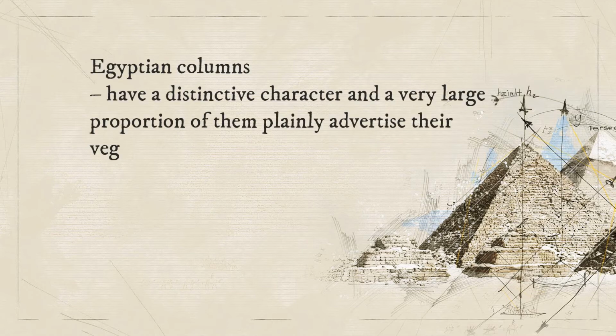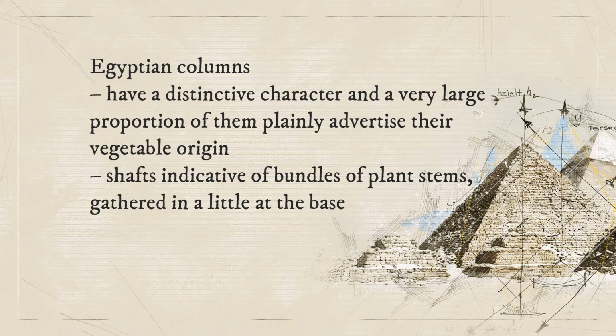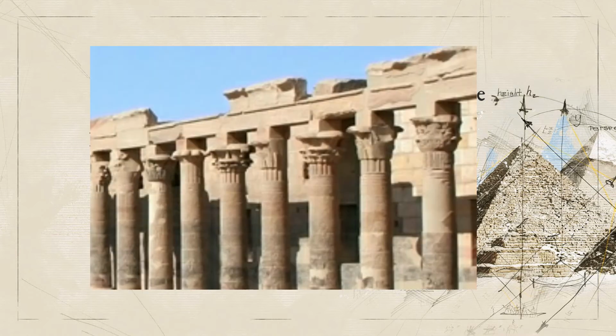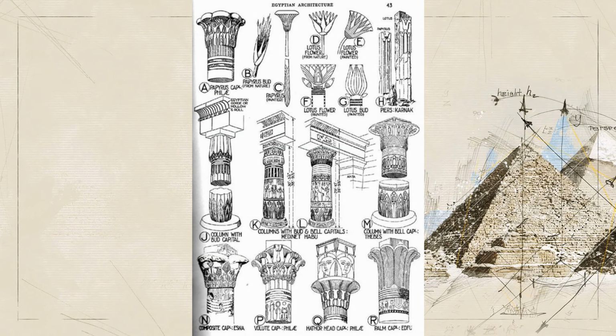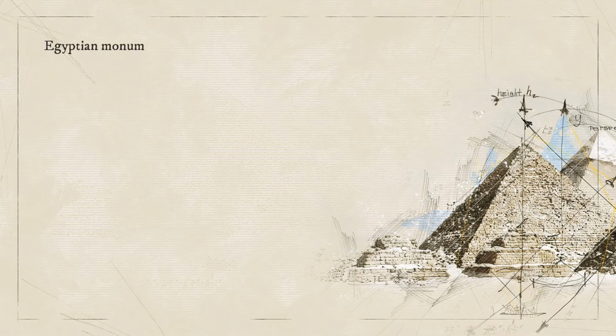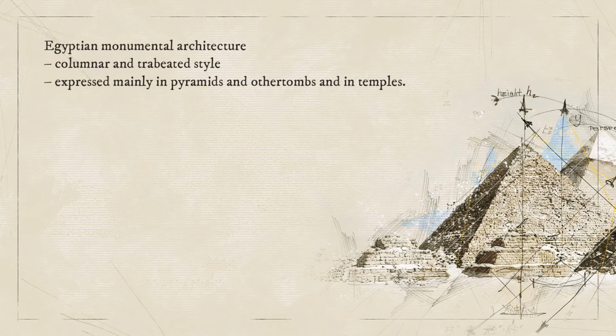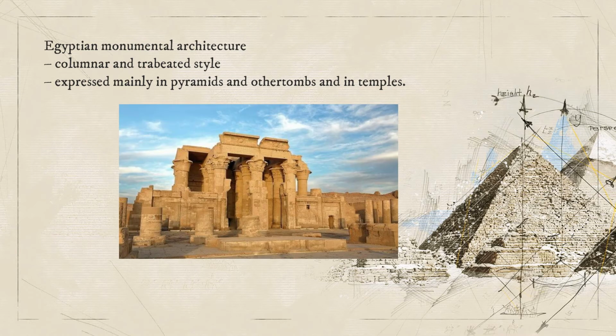Egyptian columns have a distinctive character, and a very large proportion of them plainly advertise their vegetable origin. Shafts were indicative of bundles of plant stems gathered in a little at the base. Capitals seemingly derived from the lotus bud and papyrus flowers of the date palm. Egyptian monuments, columnar and trabeated style, were expressed mainly in pyramids and other tombs and in temples.